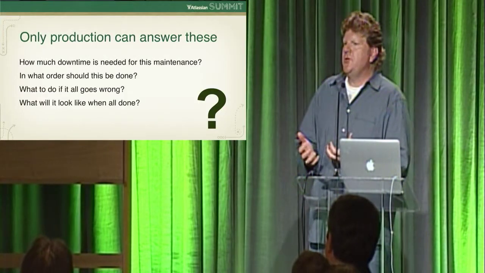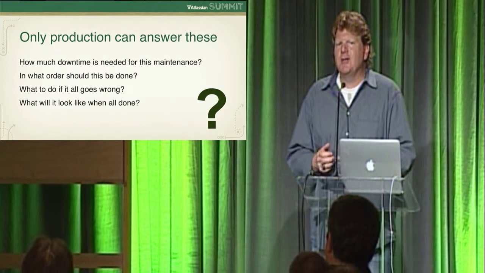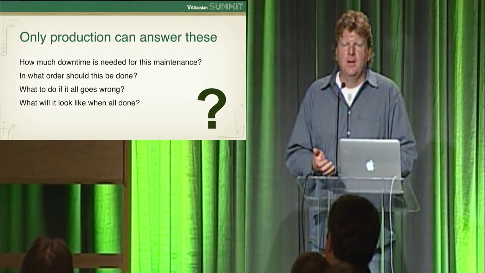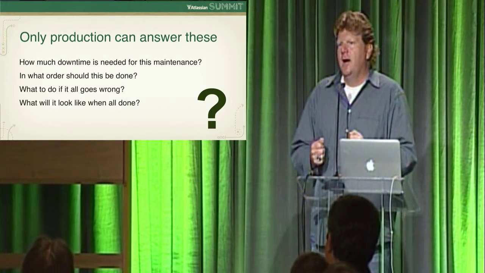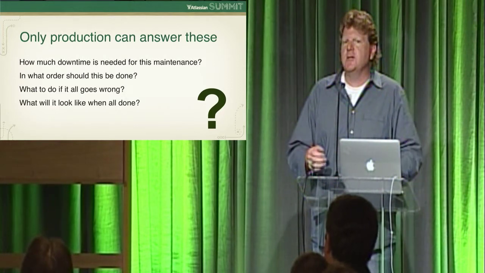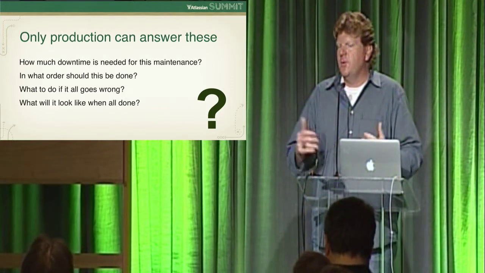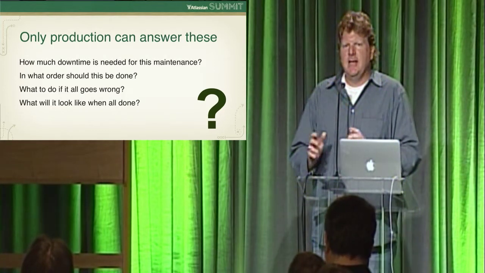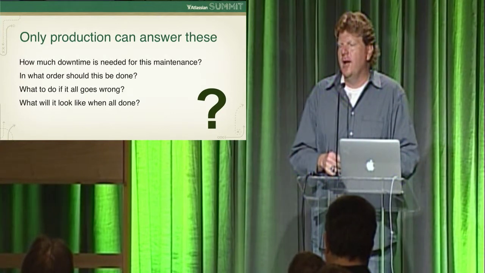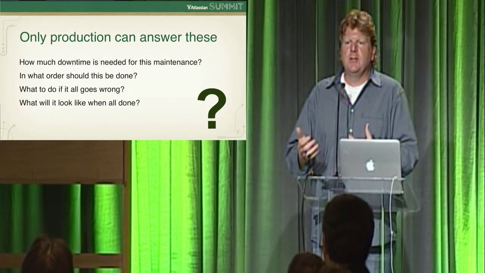So there's some big questions that really only a production environment can answer for you. How much downtime is needed for this maintenance? Our Confluence had reached critical mass within the organization. We have users from multiple time zones using it. There's really not a lot of downtime where I can sneak something in while they're not looking. I need to schedule downtime to do this.